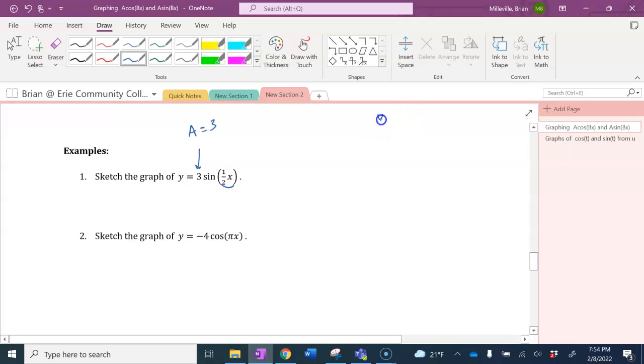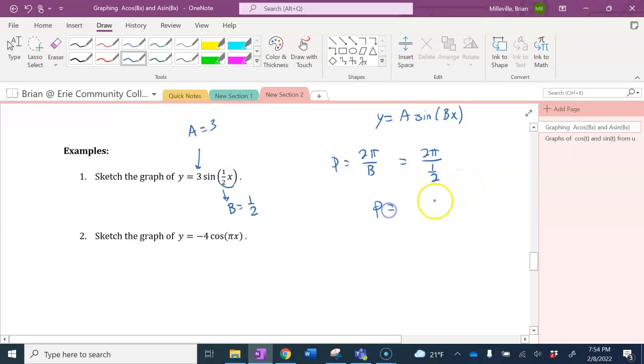Second thing, we want to identify the period, which is determined by the inside of the trig function. What we're looking at in these couple of videos is either a times sine or a times cosine of bx. So what we want to know is our period, which as explained before is going to be 2 pi divided by b. The number b for this first function is 1/2. So we're going to plug b in here, so the period is going to be 2 pi divided by 1/2. And then we just want to simplify that expression.